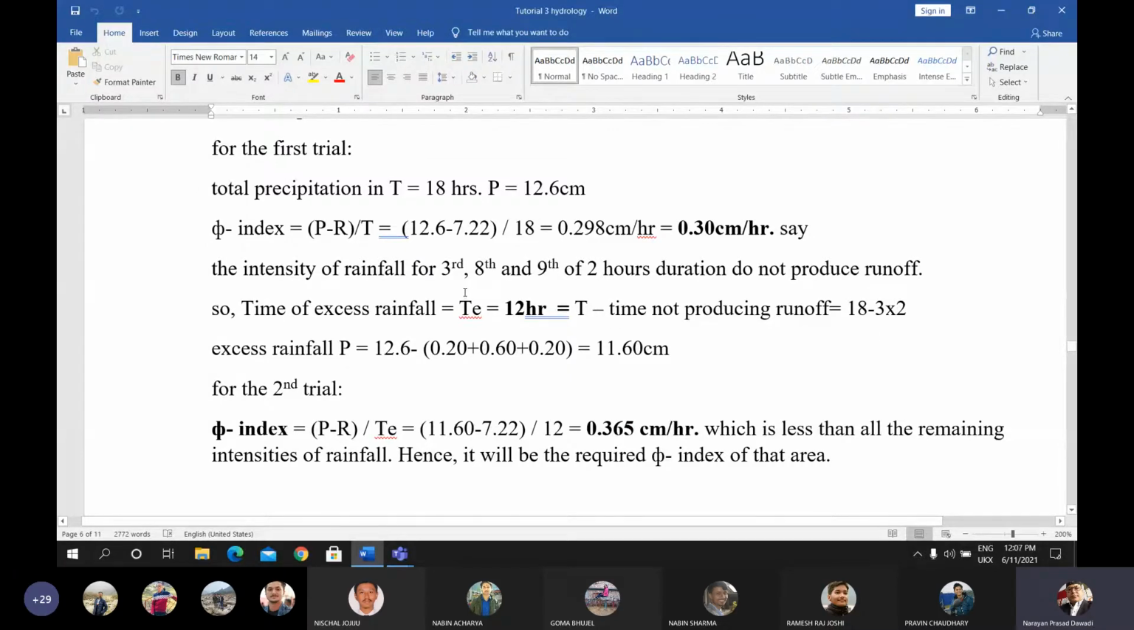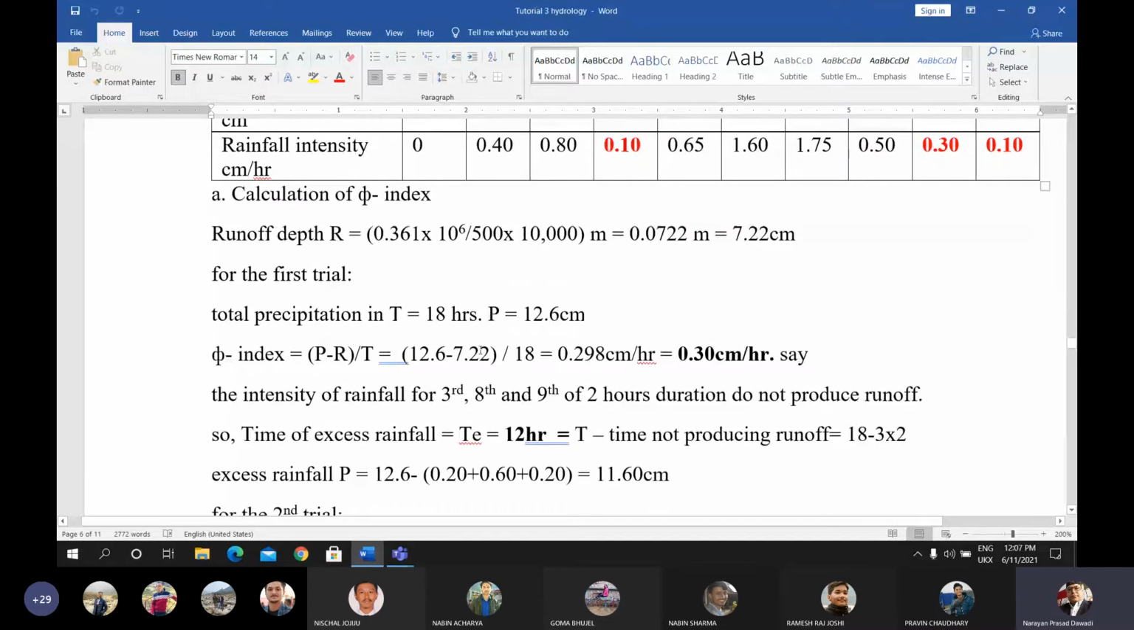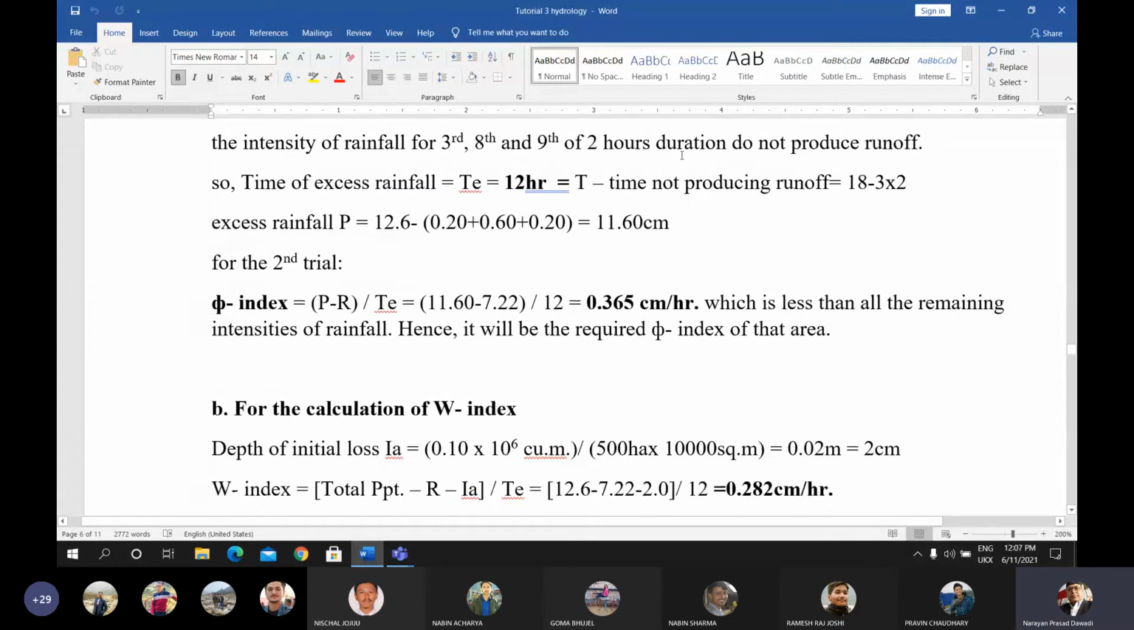For the next trial, the excess rainfall will be the total rainfall 12.60 minus 0.20, 0.60 and 0.20. You will get a value of almost 11.60 centimeters for the second trial. I have calculated this.